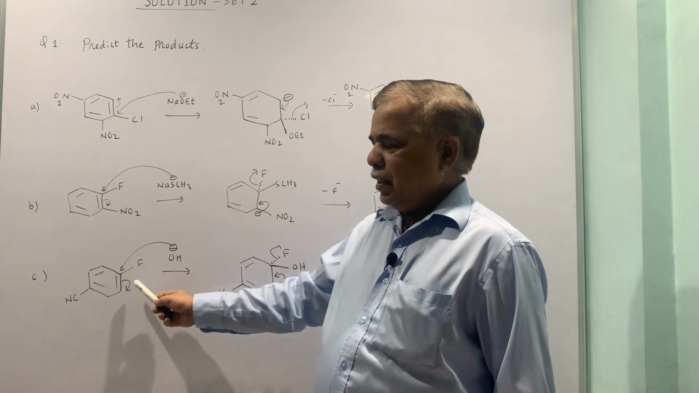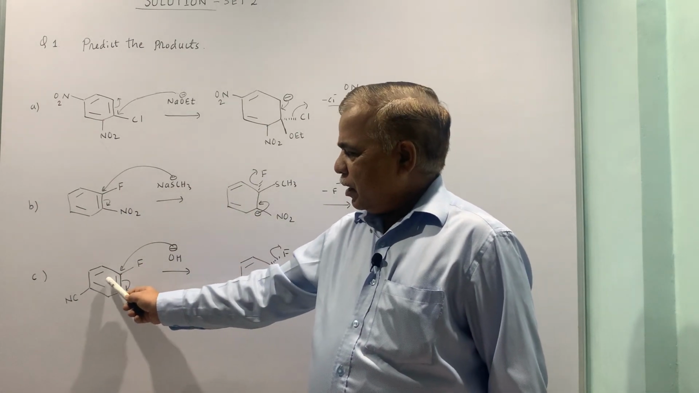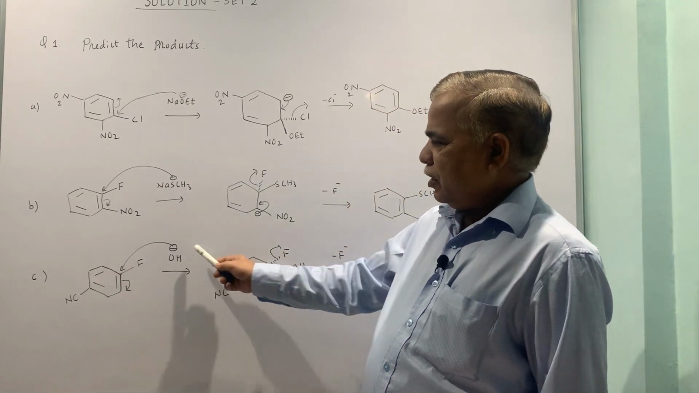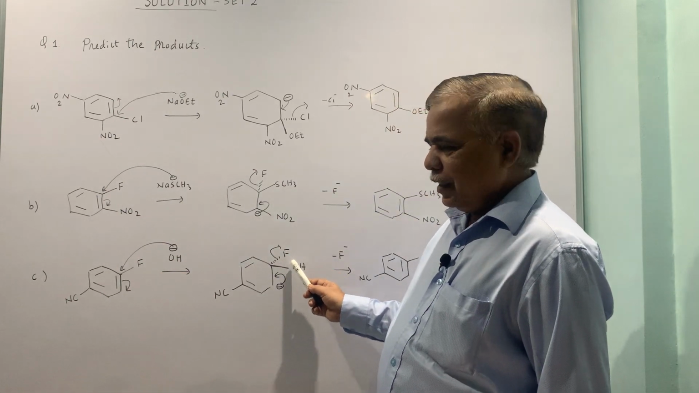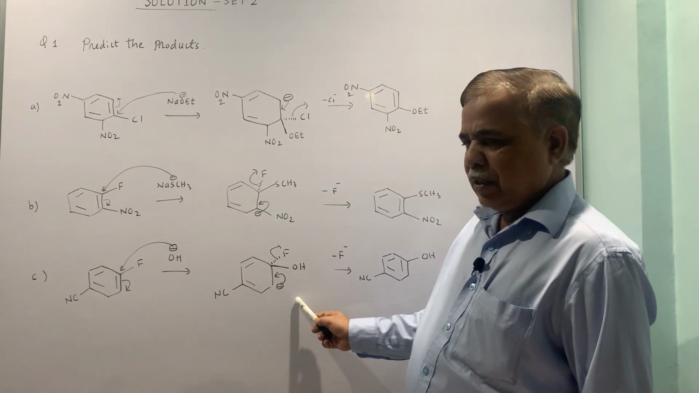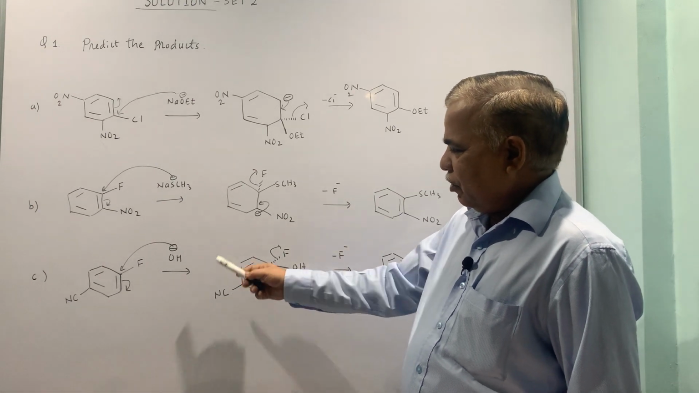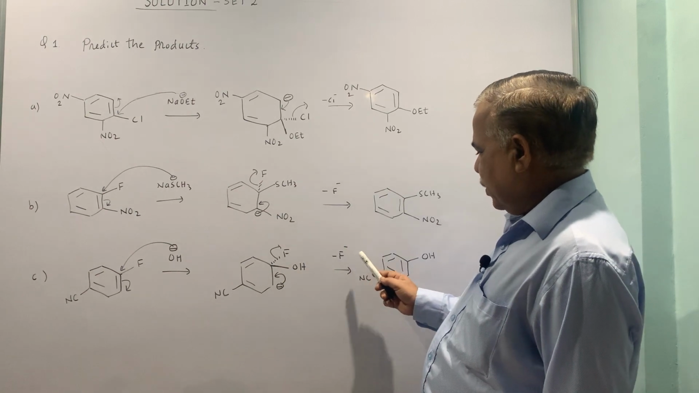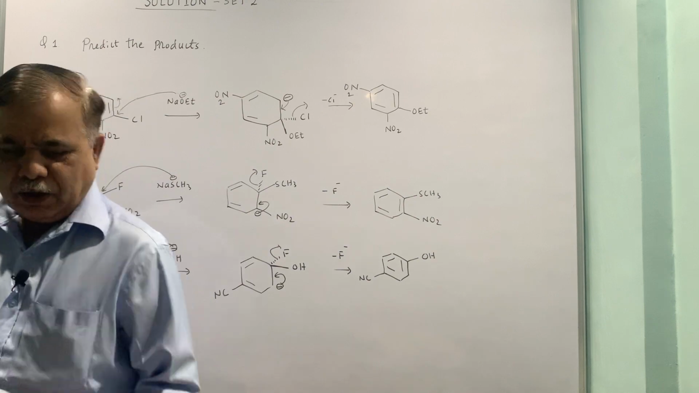Third one is 4-fluorobenzonitrile treated with hydroxyl ion. Now this is the nucleophile, this is the leaving group, and you get the adduct, first of all the Meisenheimer intermediate, which you can draw the resonance structure if you wish, and then the loss of fluoride ion gives the hydroxyl compound, the phenolic compound.